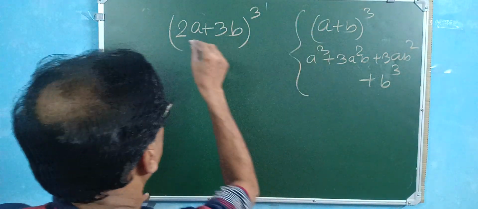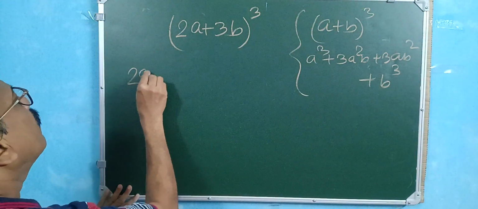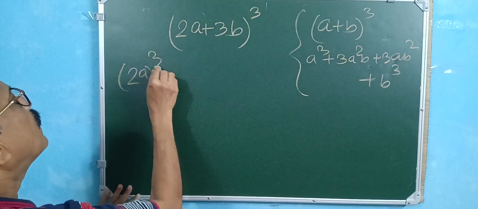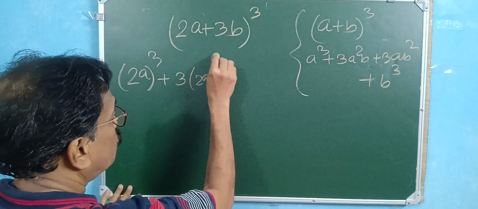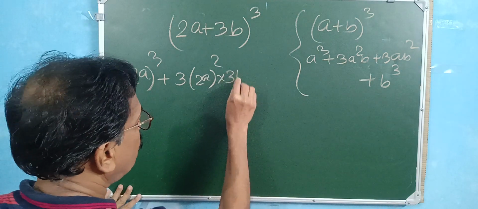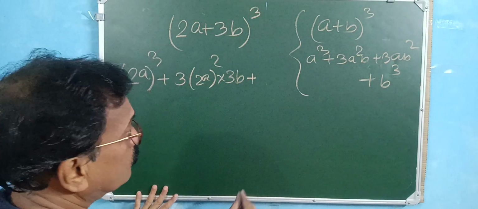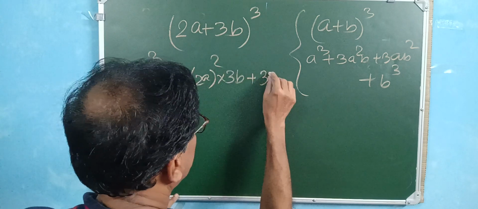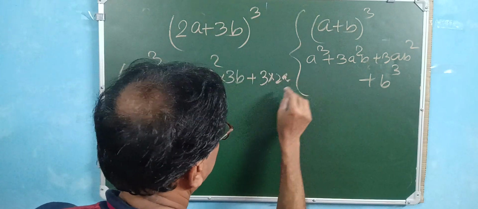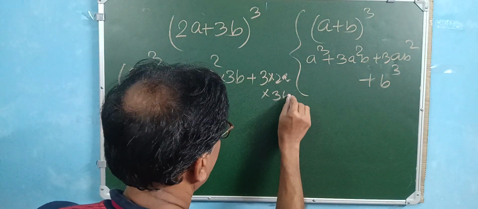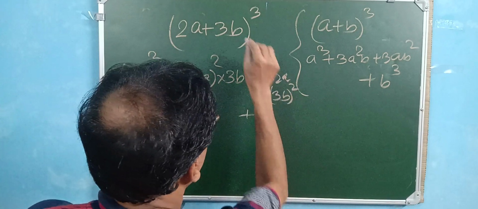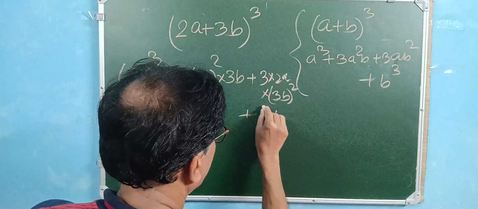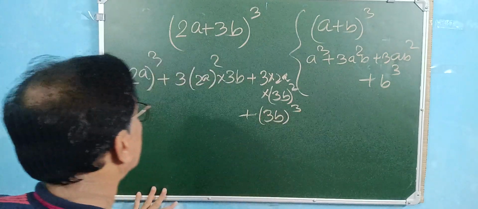Now, this is a cube. So this part is a, you write 2a, no problem. A cube, you write 3a square b. So 2a square into b is 3b. You just properly write. Now 3ab square: 3a is 2a and this is b square, 3b whole square. And b cube is 3b whole cube.